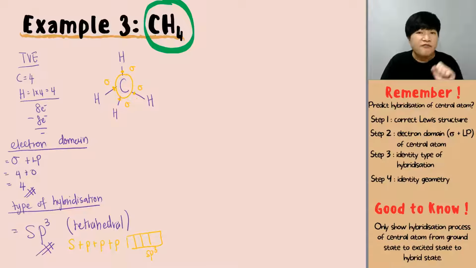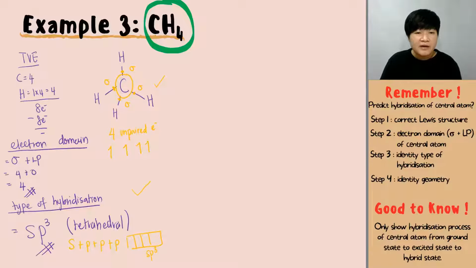Agree? Therefore, how many unpaired electrons, or how many single electrons, does the carbon need? Carbon right now needs 4 unpaired electrons in the excited state. Agree? Carbon needs 4 unpaired electrons in the excited state so that the carbon can form 4 sigma bonds with 4 hydrogen atoms. So you can basically guess how your hybridization process should look from the Lewis structure and also from the type of hybridization.